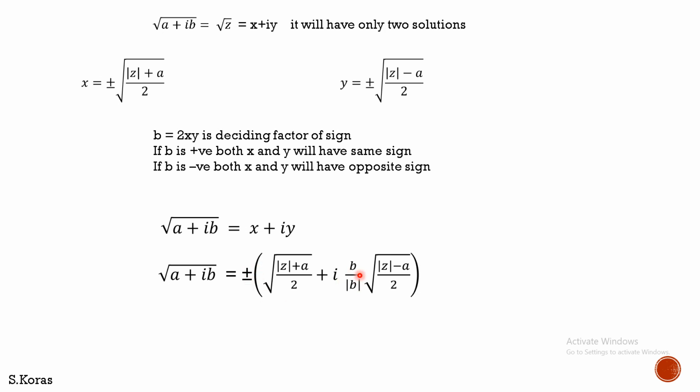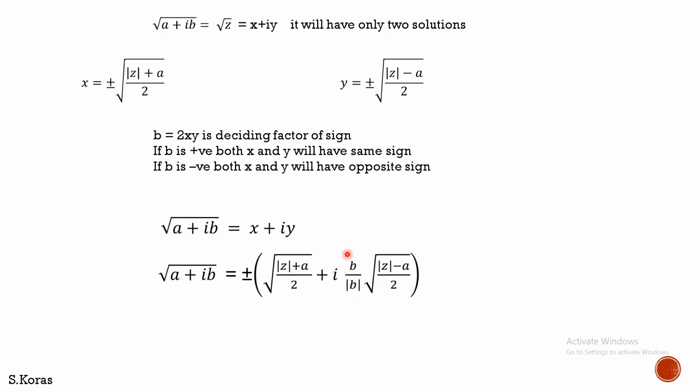See here, b may be a positive one or it may be a negative one as they have given. But modulus of b is always positive. So if it is 5, this is also 5. If it is minus 5, then this is plus 5, right? So if b is positive, this value will become 1. If b is negative, then this value will become minus 1. Because if it is 5, 5 by 5, 1. If it is minus 5 by modulus of minus 5, that is plus 5. So minus 5 by 5 is equal to minus 1.